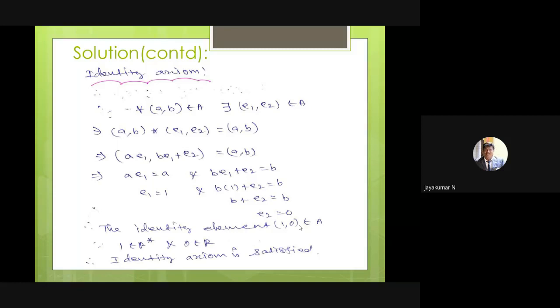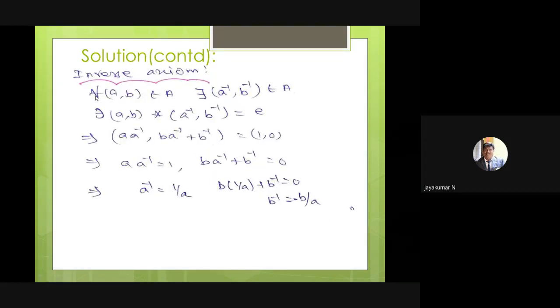How do you check? The x coordinate must be a non-zero real number and the y coordinate a real number. Obviously, the x coordinate 1 is a non-zero real number, and the y coordinate 0 is a real number. Therefore, 1 belongs to R star and 0 belongs to R, so the identity axiom is satisfied. Quickly, one minute, I will quickly complete.